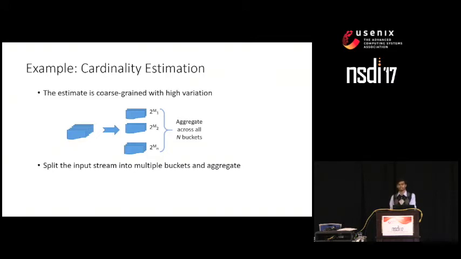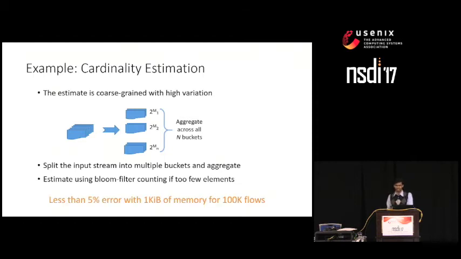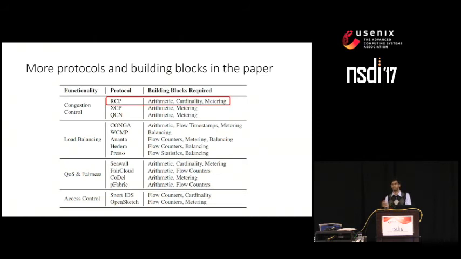And if we happen to have very few elements, a lot of these buckets will be empty, so we revert to something simple as Bloom filter counting, which is more accurate at low cardinalities. And to give an idea of how well this works, we can estimate number of flows to within 5% error using just 1 kilobyte of memory for up to 100,000 flows. So using this building block, we can implement RCP on these switches. And we did a similar exercise for several other protocols that you can look at in the paper.